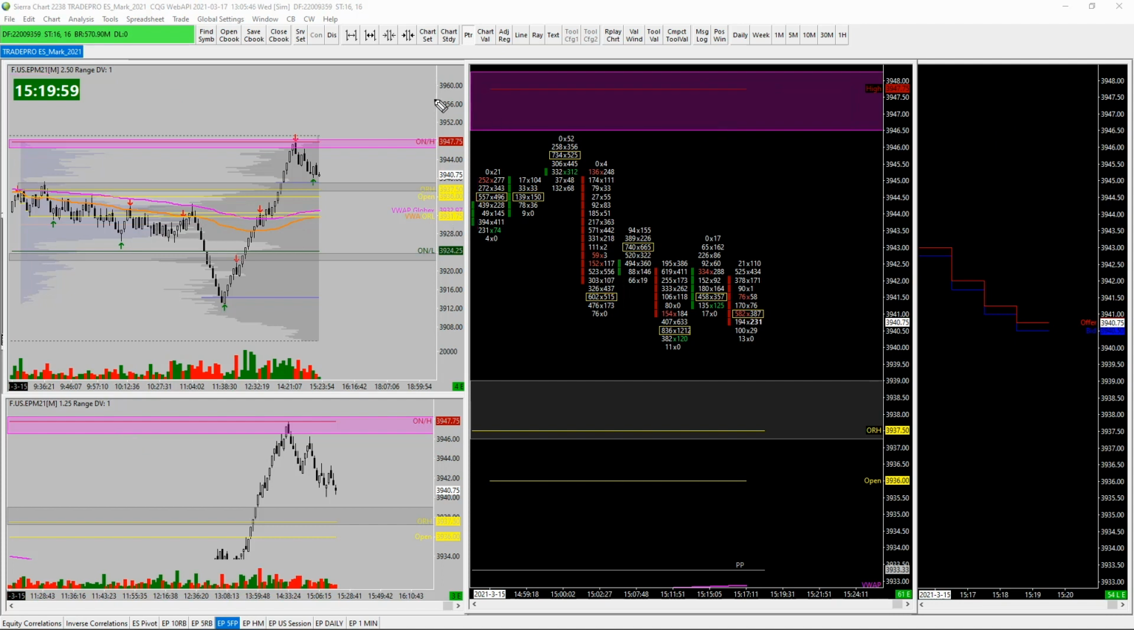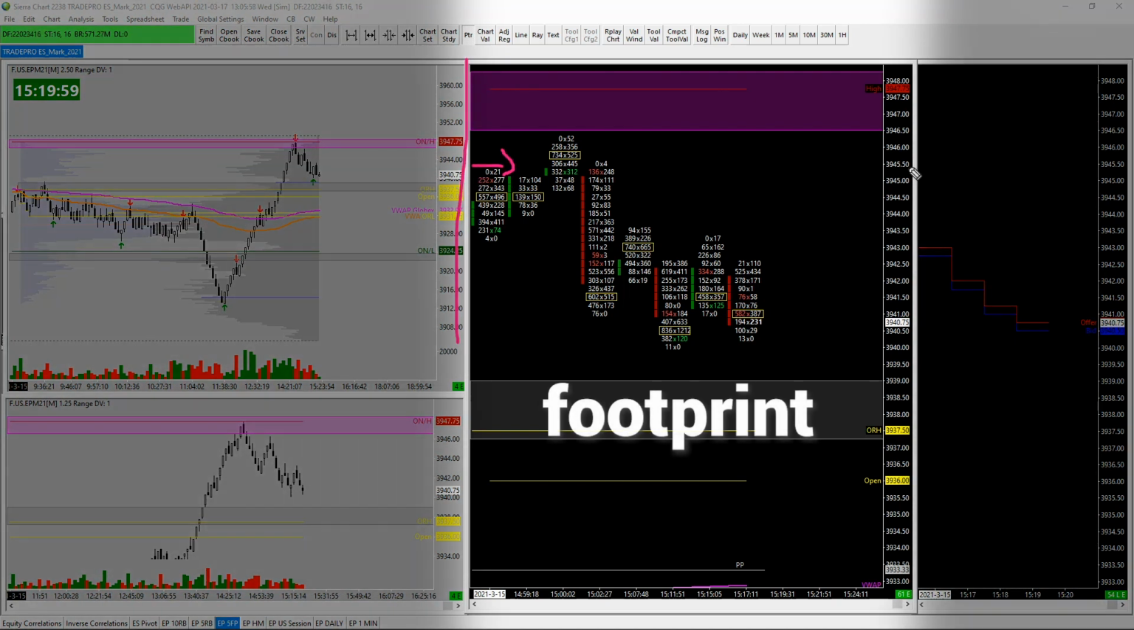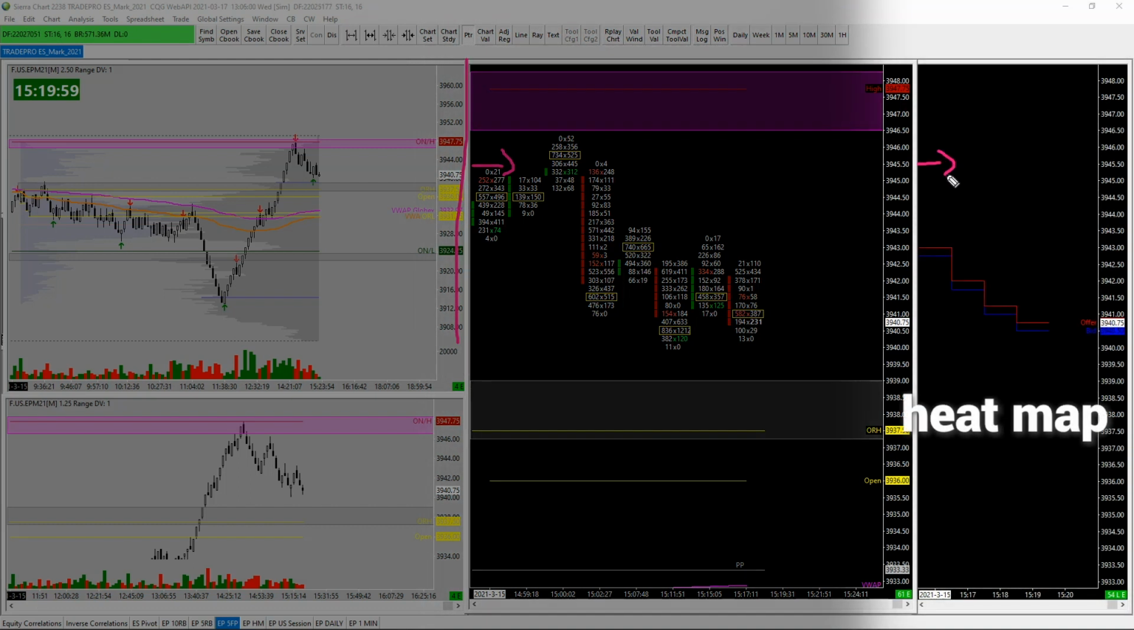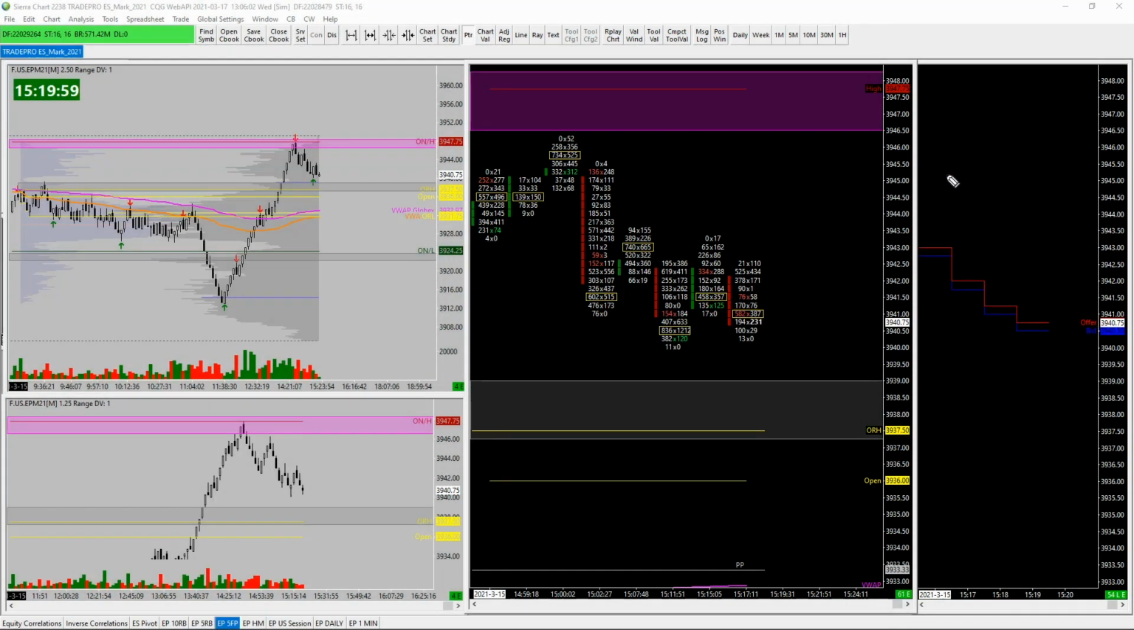Now, on the left-hand side, you will likely see that the range bar charts come quite common across most charting platforms. However, the charts on the right-hand side of the screen, being the footprint and the heat map, are order flow specific tools. Only if the platform offers access to order flow tools can you get access to such charts. So now that you guys are familiar with what we're looking at, let's talk about the pullback.